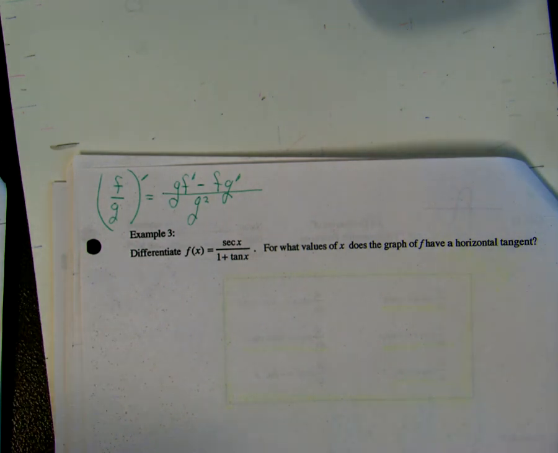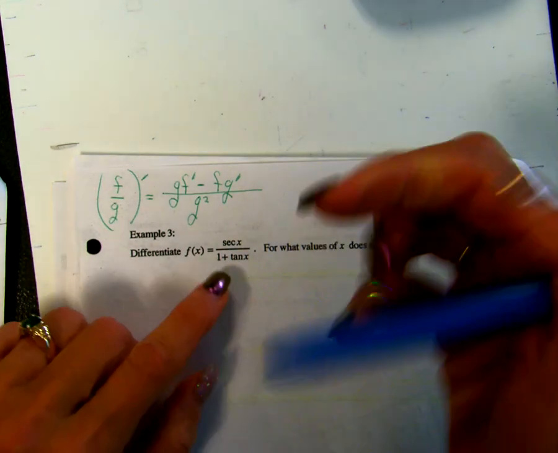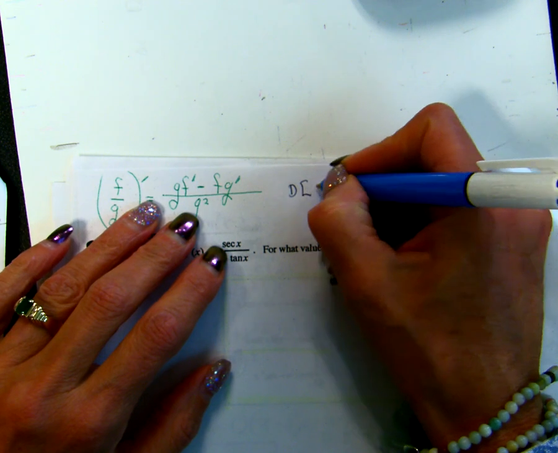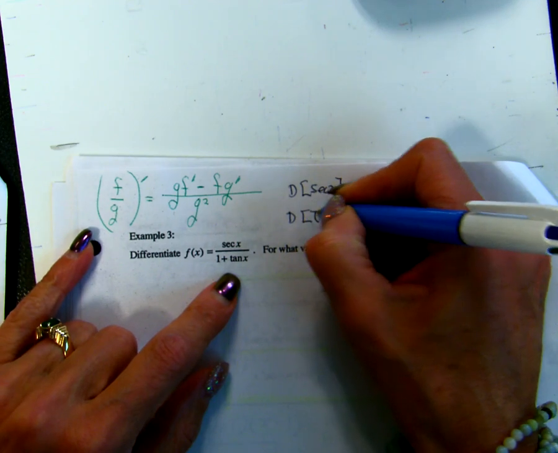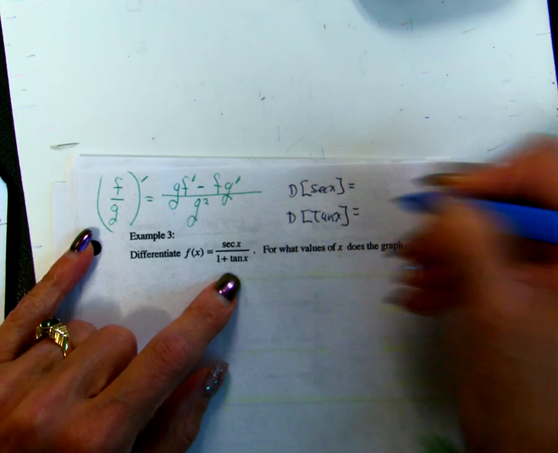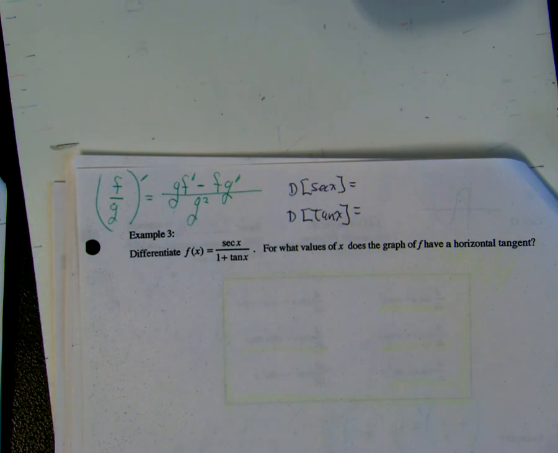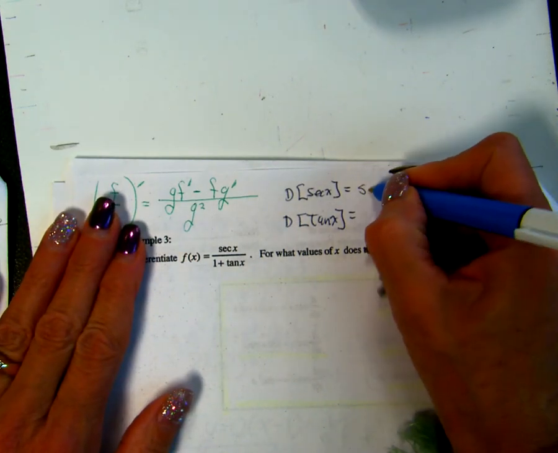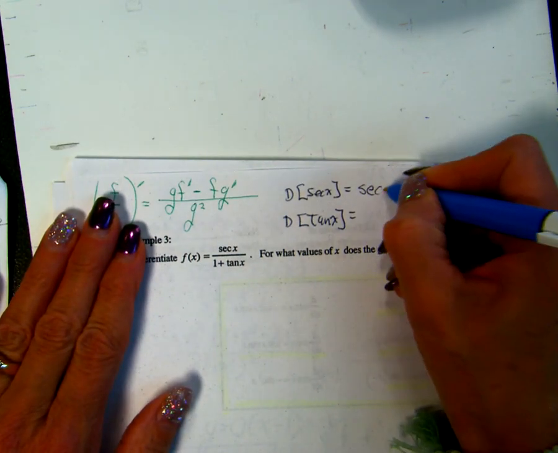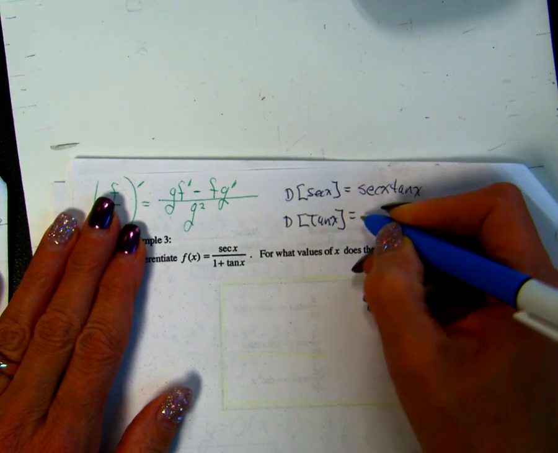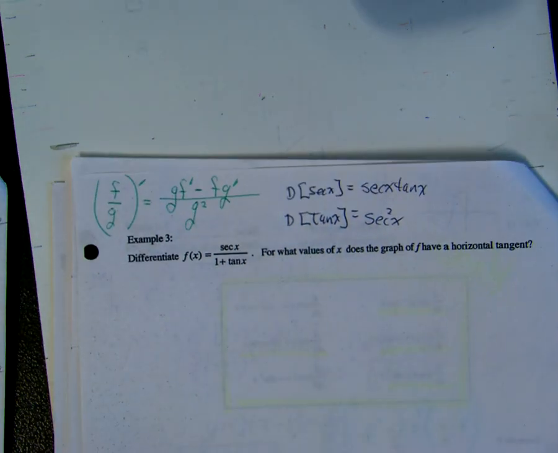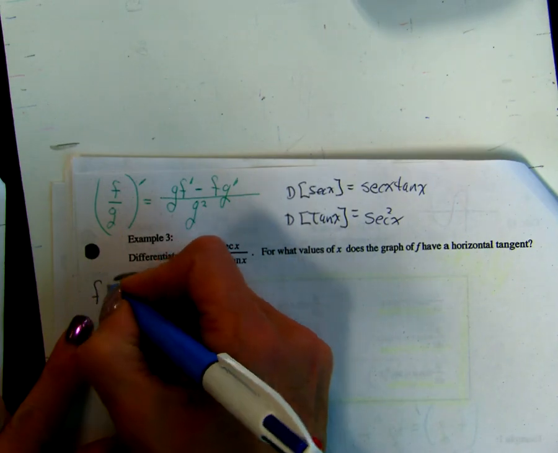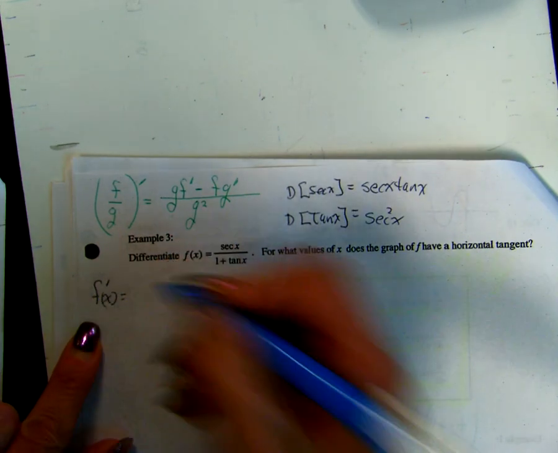Okay, I bet you're going to have to flip back over the page because you're going to need to know two derivatives: the derivative of secant x, and the derivative of tan x. So look them up on your chart, write them down, and then let's do the question. What's the derivative of secant? Secant x tan x. What's the derivative of tangent? Secant squared x.